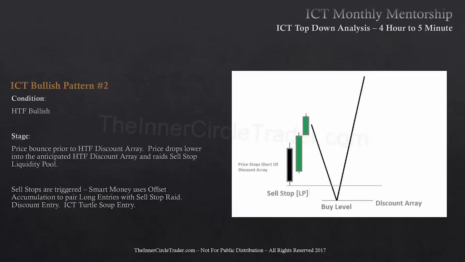Okay, the second one is ICT bullish pattern number two. I don't have any names for these except for simply a fair value. Now this is a turtle soup, or external range liquidity. The condition on the higher time frame is going to be bullish, and the stage or setup is this.